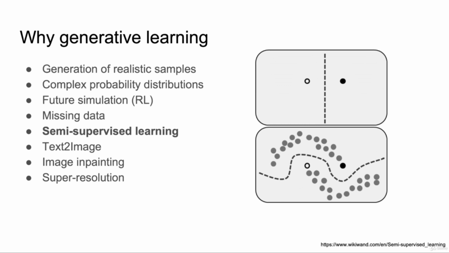The next application of generative learning is when we have a lot of data but only a small amount of labeled data, as you can see on the bottom image. Now we have two dots labeled and others are unlabeled, and here we can also apply generative learning in order to pre-train the classification or regression network.